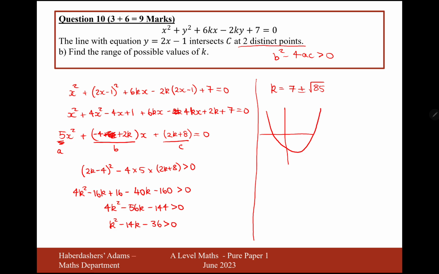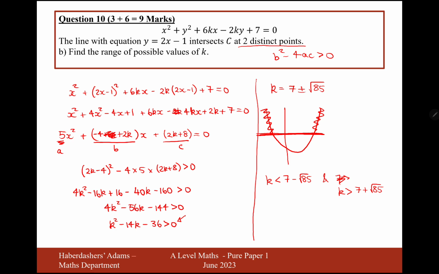And we want to find out when this quadratic is above the 0 line, because we want to know above this 0 line here. This is our graph, so it's going to be above this section here and this section here. So k is going to be less than 7 minus root 85, and k is more than 7 plus root 85.